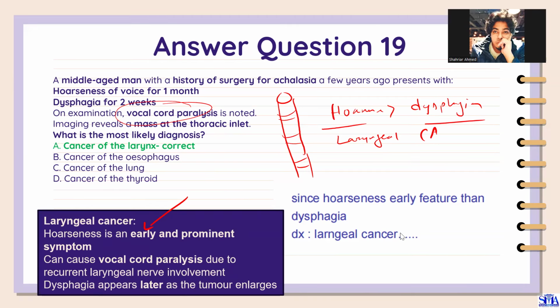So usually we prefer this one, since hoarseness is an early feature compared to dysphagia, so laryngeal cancer. So here is the thing. In order to go with the question bank, we cannot take it as a reference, first of all. If the same question has dysphagia over hoarseness, then the answer would be esophageal cancer.